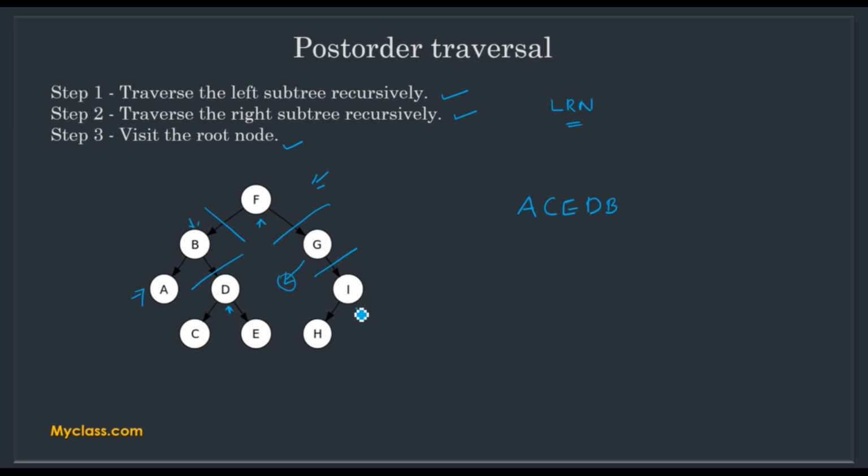In this particular portion, I is the root node and H is the left. So we want to consider left, right and node. So H, no right, then I. Now we have already considered the left part; there is no left part of G. We have considered the right portion. Now we want to go to the root node G. So in the case of F, we have finished the left subtree and also the right subtree. Now we want to visit the root node. So this is the postorder traversal of this binary tree.